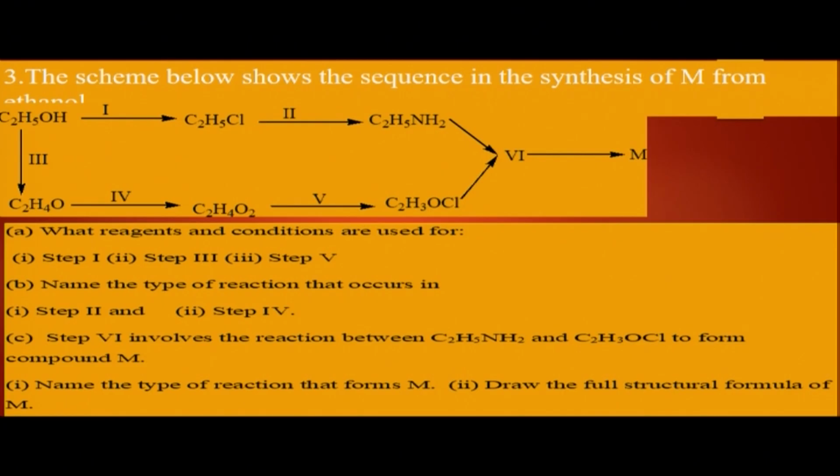The scheme below shows the sequence in the synthesis of M. You see where M is located. This is where M is, starting from ethanol. This is ethanol, to that one, amine, and so on. What reagents and conditions are used for step 1? So we need to look at step 1.